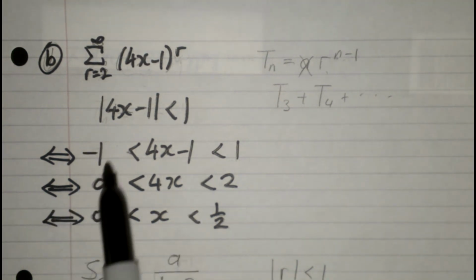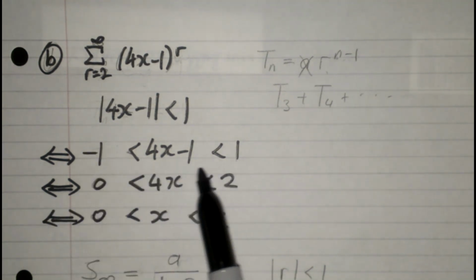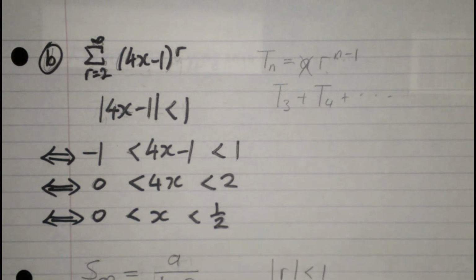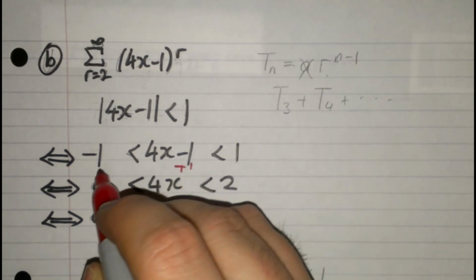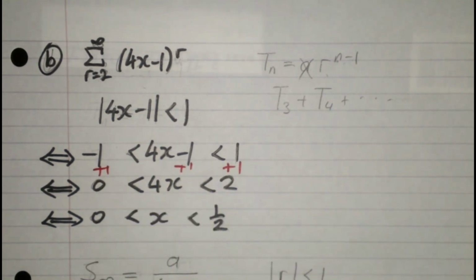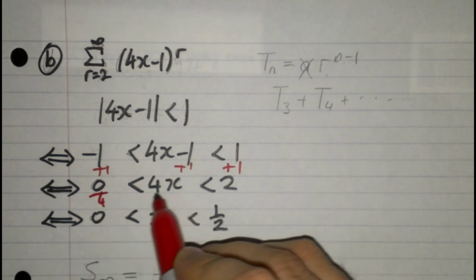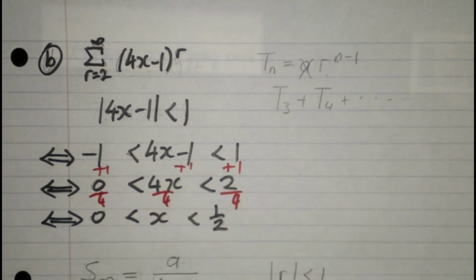So just follow that through, and we get minus 1 is less than 4x minus 1, which is less than 1. You can do these inequalities separately, but just for the sake of expediency, I'll just do them all at once. So I'm adding 1 everywhere, so plus 1, plus 1, plus 1. So I get 0 is less than 4x, which is less than 2. Then I divide everything by 4. So divide by 4, divide by 4, divide by 4. And so I get 0, and I get x, and I get 1/2.